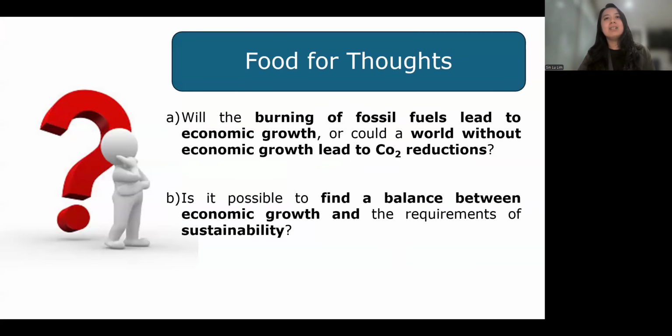So before we start, I would like to pose some questions to the audience. Do you think that the burning of fossil fuel will lead to economic growth? Or could a world without economic growth actually reduce carbon emission? And is it possible to find a balance between economic growth and the requirement of sustainability at the same time? As we ponder all these questions, it's important to recognize that economic growth and the sustainability issue are not mutually exclusive. In fact, they are deeply interconnected.